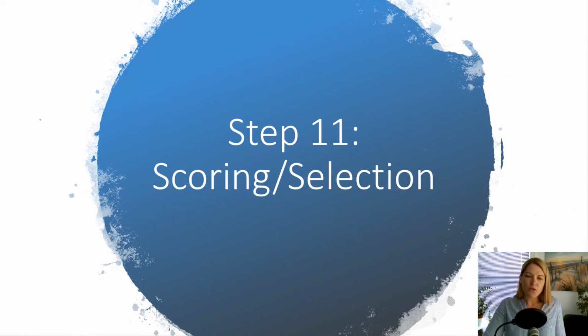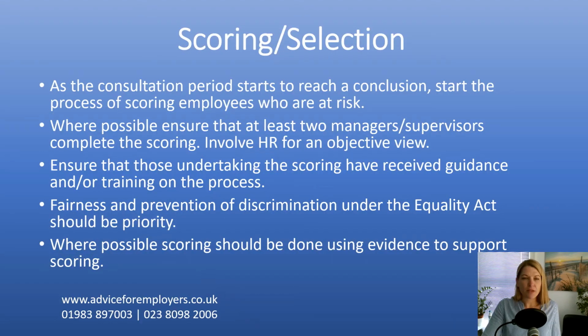Step 11, the scoring and selection. So this is the stage at which you start going through your selection criteria, if you have one, or how you're going to score employees to decide who is made redundant. And this is where you start, at the end of the consultation period, where your consultation period is starting to reach a conclusion. You get into the process of scoring employees and deciding who is tentatively at risk.